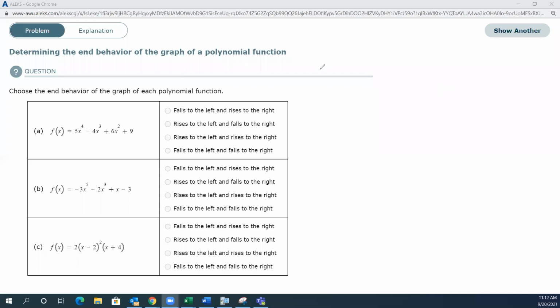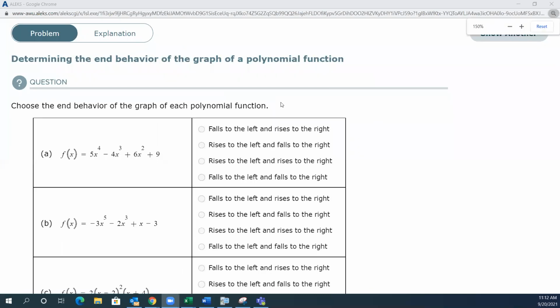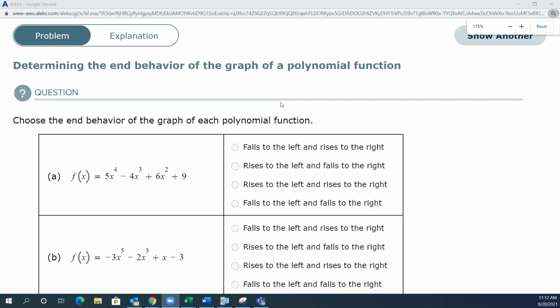Okay, you know what? I should probably make that, let's make that bigger. Yeah, that's big enough. So we won't be able to see the last problem, but that's okay. We'll still do 2 of them. Okay, so on this one, find the end behavior.